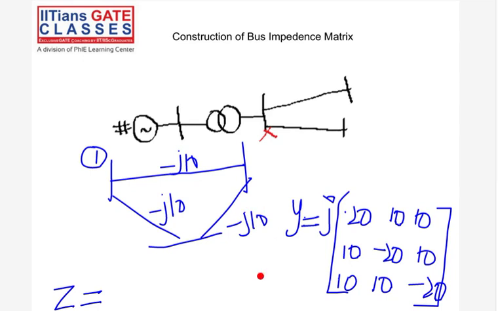Even if there is a ground connection, sometimes inverting a huge matrix is difficult. The matrix becomes so sparse that the matrix inversion becomes difficult. So we need a different approach to get the bus impedance matrix. Is that clear or is it confusing?